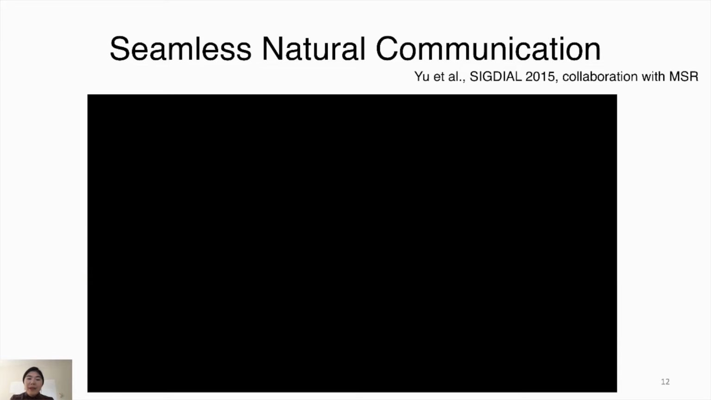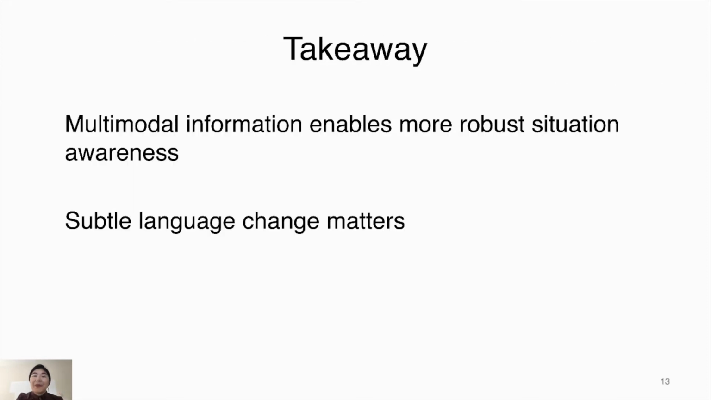So here we see that the interjections, restarts, and repeats are pretty natural. People actually interact with robots similarly to how they interact with human beings. We did obtain similar interaction results by using a robot. So one of the takeaways is that multimodal information, vision and audio together, can be more robust in detecting situational awareness. Subtle language changes do matter in coordinating attention.